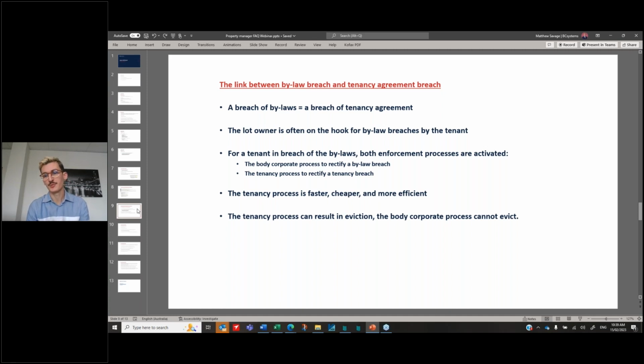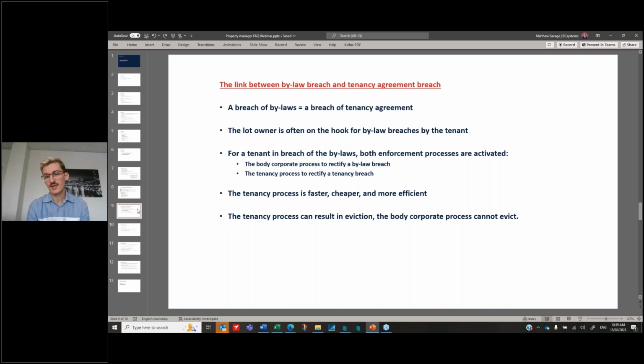And if the body corporate doesn't know the tenant's name, it needs to then go back to the owner and get all of their information. So that process takes usually a couple of weeks, and by that time, sometimes it can be less effective the later it comes. So that's why a lot of bodies corporate will report tenancy or bylaw issues to the rental property manager and the owner and say, hey, can you please issue a tenancy breach notice, because it gets something out quickly.